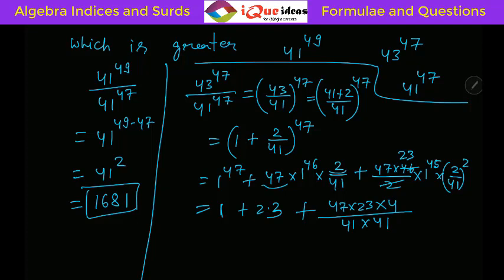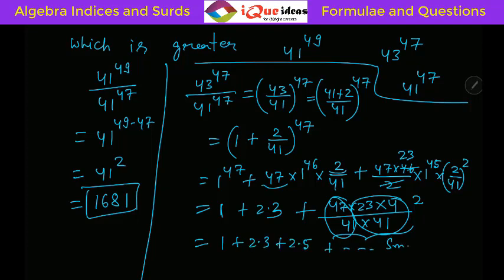Even if you look at this, 47 upon 41 is close to 1. 23 into 4 is 92 divided by 41, which is close to 2. So this value cannot be more than 2.5. So here we have 1 plus 2.3 plus 2.5 and further much smaller values. Why smaller? Because the power of 2 by 41 will keep on increasing, so that value will keep on reducing. So this cannot go beyond 5 or 6. This is 5.8 approximately, not going beyond 6 or 7.